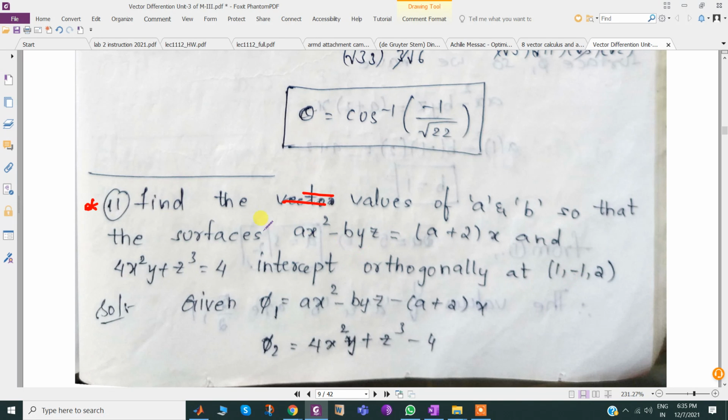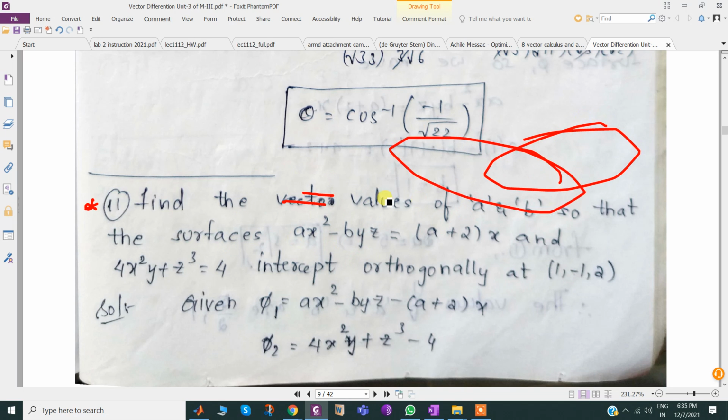So that means these two surfaces, let one surface be this, another surface be this. They are intersecting orthogonally at a particular point. For example, this is the point here, 1 comma minus 1 comma 2. So at this particular point, I need to calculate the normal to this, and at this particular point, I need to calculate the normal to this. Now the angle between them is theta. So what is this theta here?